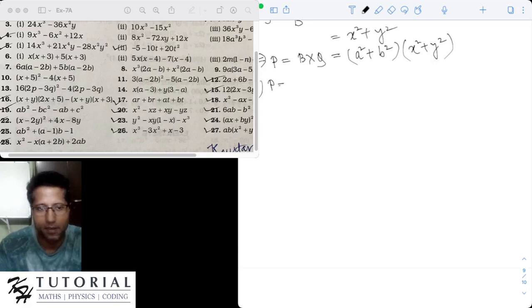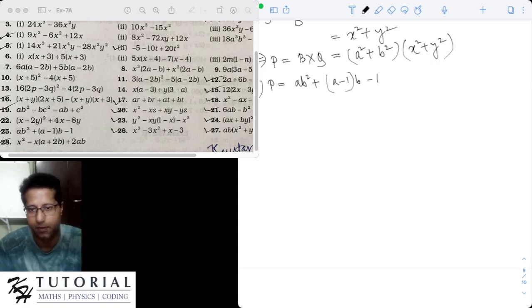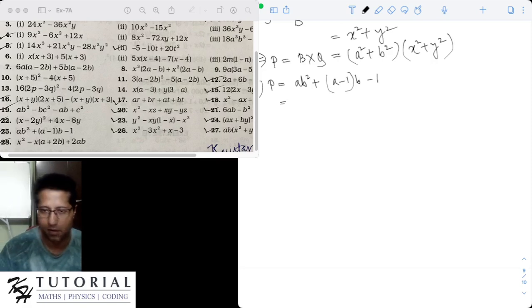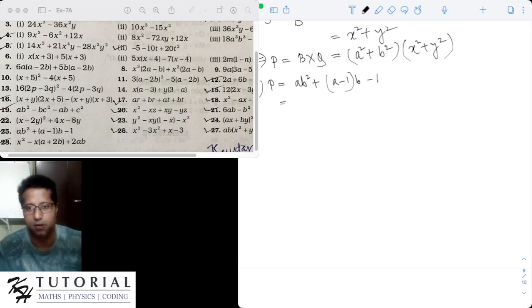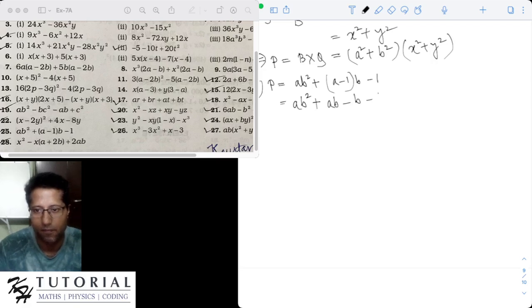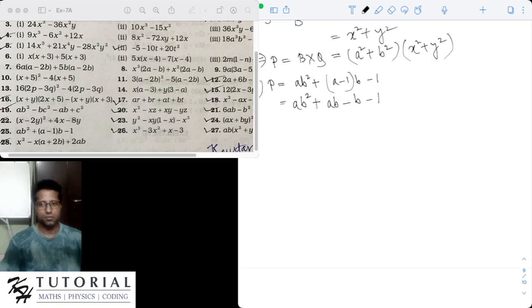25, the polynomial p is given as ab square plus a minus b, a minus 1 into b minus 1. Clearly there is no common factor as a monomial, that is all the terms do not have any common factor, and we cannot see any common factor as a binomial. So we will have to further simplify the polynomial, that is we have to find a minus b into b, that is ab minus b, and we have minus 1. So this is the polynomial. We have to use the method of grouping. We have to form groups.